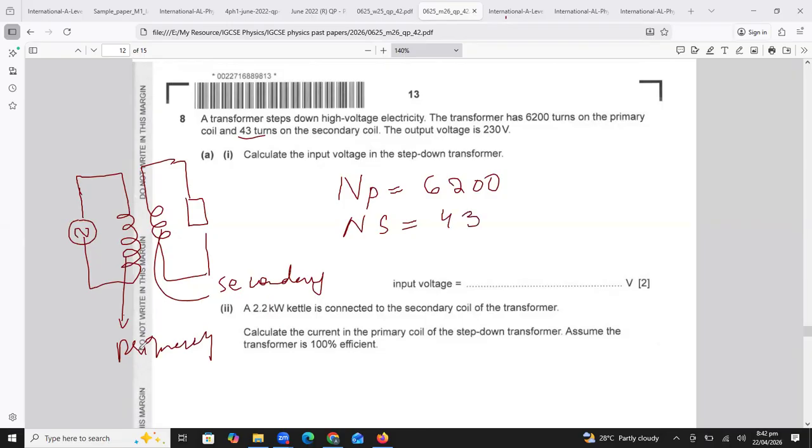Now they are saying the output voltage, output means the voltage across the secondary coil, is 230 volt. Now we have to find the input voltage. Input voltage means we have to find the primary voltage, because input is connected with the primary coil and output is connected with the secondary coil. So which formula we will use, beta? We will use the formula of the ratio of number of turns to the voltage. So I will write the formula here, NP over NS, which is the ratio of number of turns, equals VP over VS.